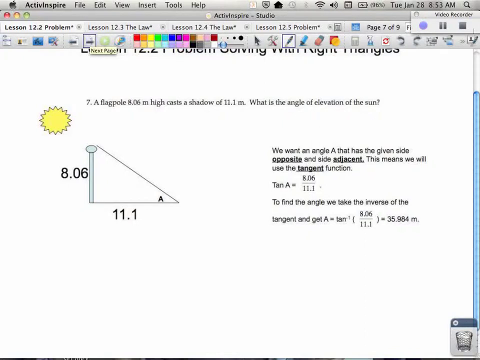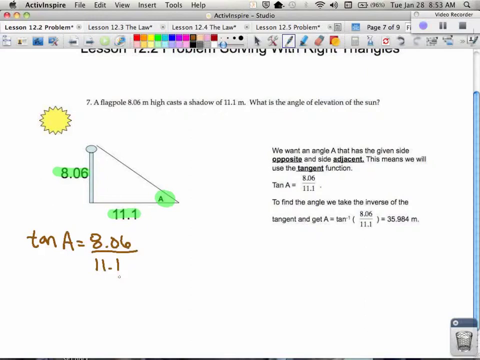In this next example, we have a flagpole that is 8.06 meters high and casts a shadow of 11.1 meters. And we want to know what is the angle of elevation. So elevation means looking up to something, or from horizontal up. In this case, what that's talking about is this angle right here, angle A. And we have, from the reference of angle A, the side that's opposite to it and the side that's adjacent to it. And when we're working with opposite and adjacent, we know that we have tangent. So that means that the tangent of angle A is equal to the opposite side divided by the adjacent side.